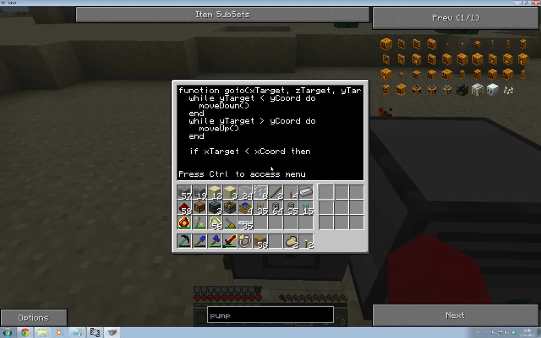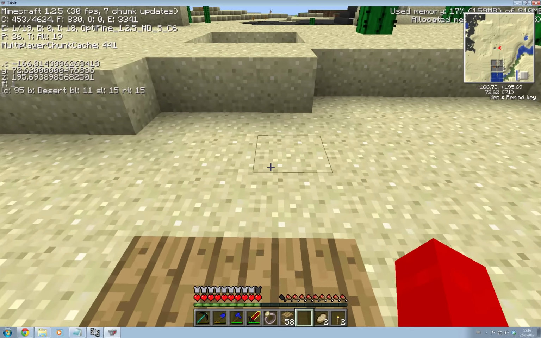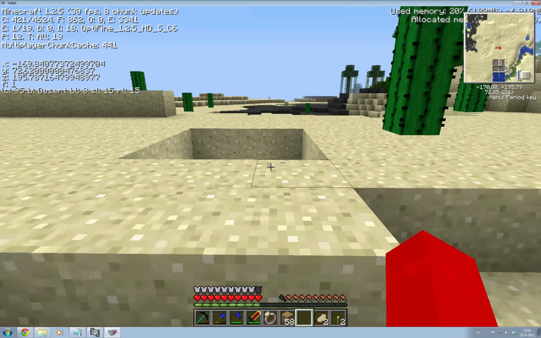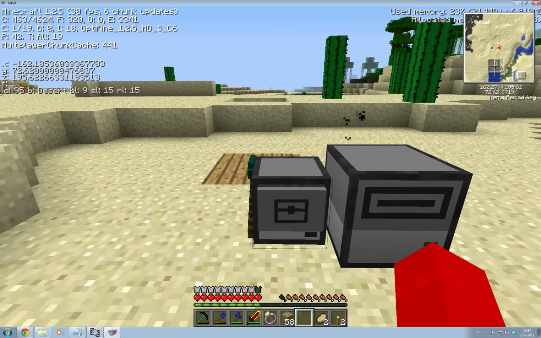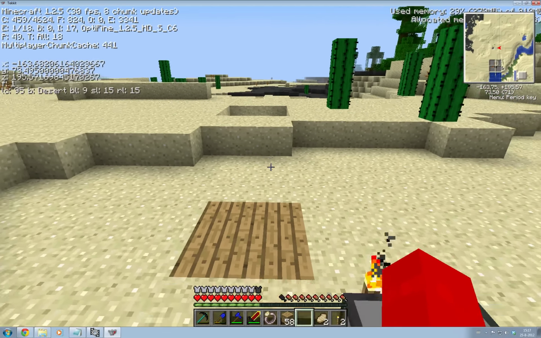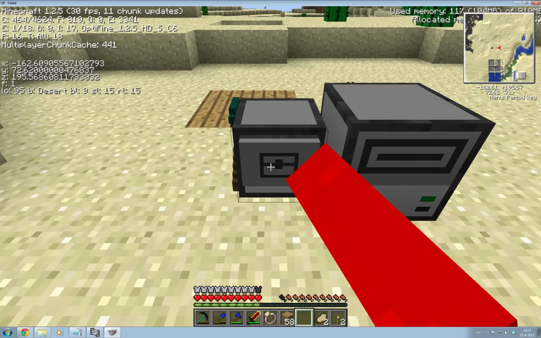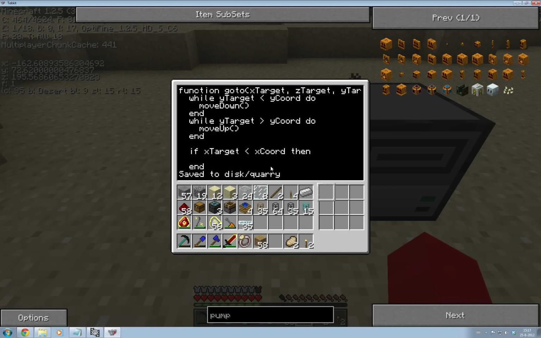So we're going to have to check if we are, and if we're not, we have to change our looking direction. So if the X target is smaller than the X coordinate, that means we're going to be going in the direction I'm looking at now, because the X in that direction is smaller. You see it's going down, and that is the west direction, if I remember correctly. So we need to look west and then move forward.